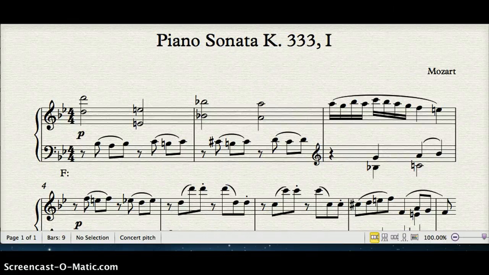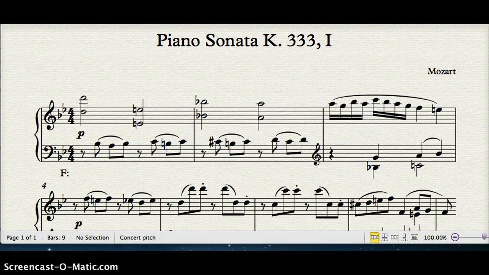Open your textbooks to page 296. Look at Self-Test 17-2, and we're going to be looking at section A, number 4. This is the Mozart Piano Sonata example on page 296.